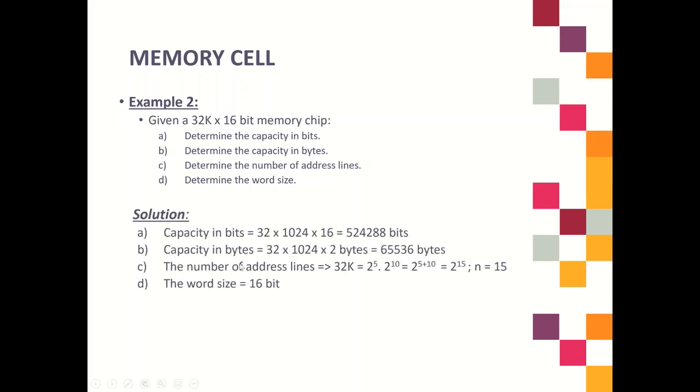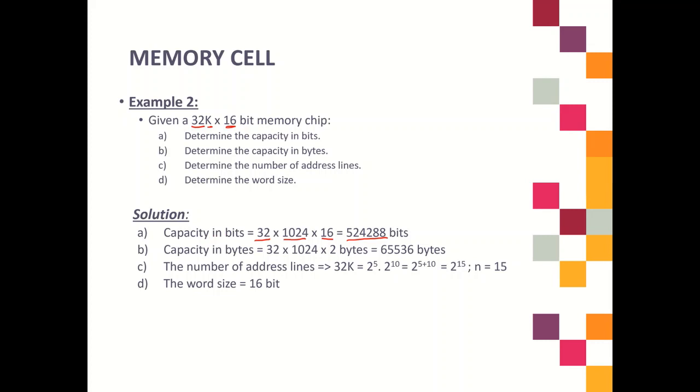Okay, so this is the solution. The capacity in bits: you just times all the values, which is 32 times k times 16. You know that your k is 1024, right? So 32 times 1024 times 16, and you will get 524288 bits.